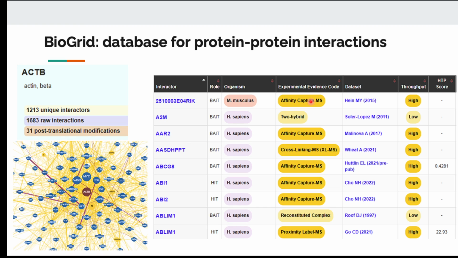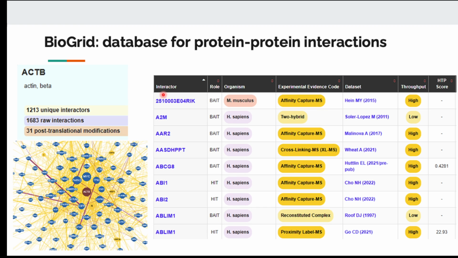So you will have the information about what kind of experiment suggests the interaction between the proteins. Is it the yeast two-hybrid assay? Is it affinity capture mass spectrometry? Is it cross-linking? And these are the papers that you can check to make sure that you can trust the result, whether these two proteins are actually interacting. So BioGRID is good if you want the interaction. You want to download the interaction.